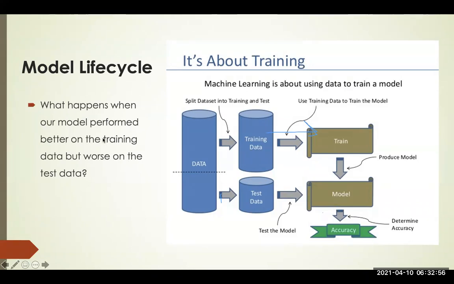I will come back to this question: what happens when our model performs better on the training data, but worse on the test? Remember, test data is the new data that we want to use to validate, to ascertain the performance we are seeing from the training. So we'll come to that: what happens? What do we call that scenario and how do we undo that? That's all we're going to be doing during this period of machine learning.